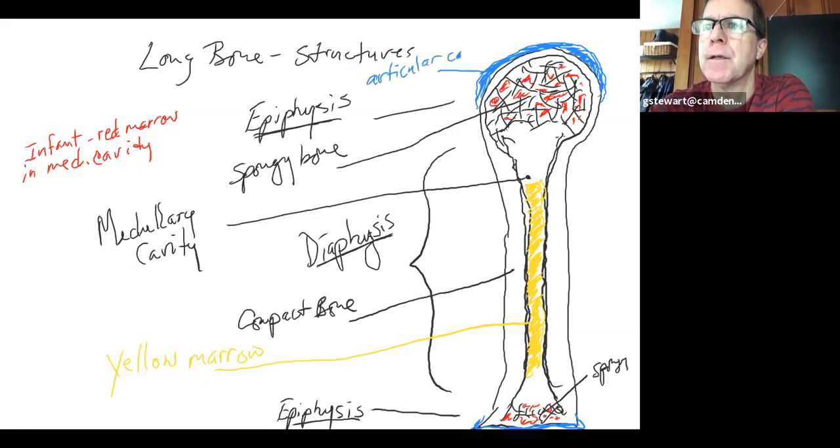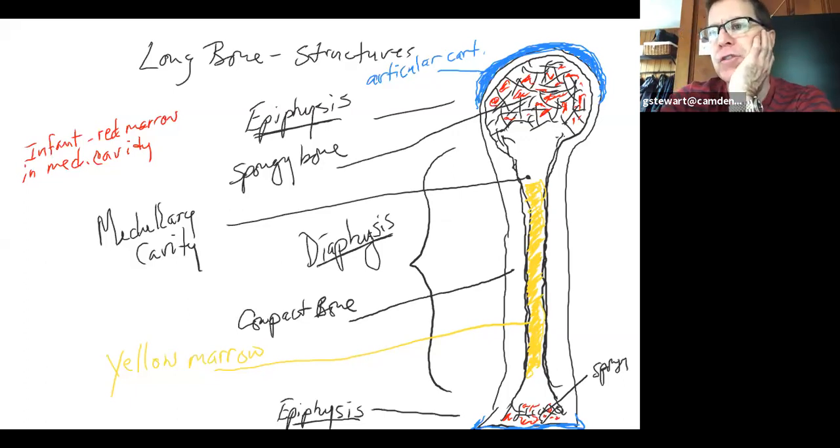Articular cartilage is hyaline cartilage tissue that is found on the ends of long bones because that's where long bones articulate or come into contact with other bones at a joint. And this hyaline cartilage is a glassy smooth surface, so that bone tissue doesn't grind on other bone tissue.